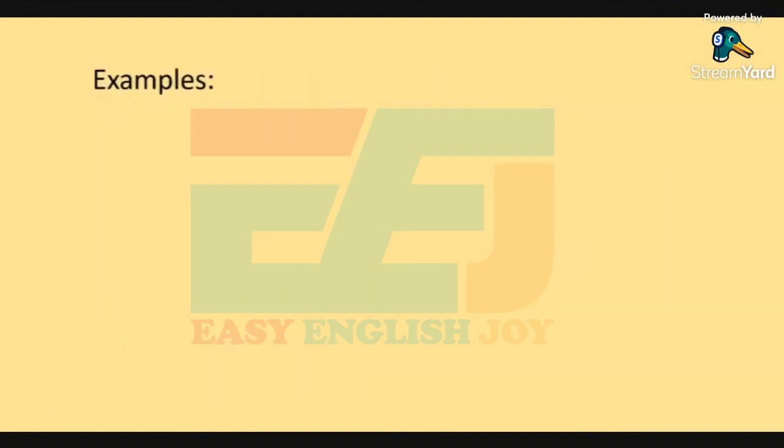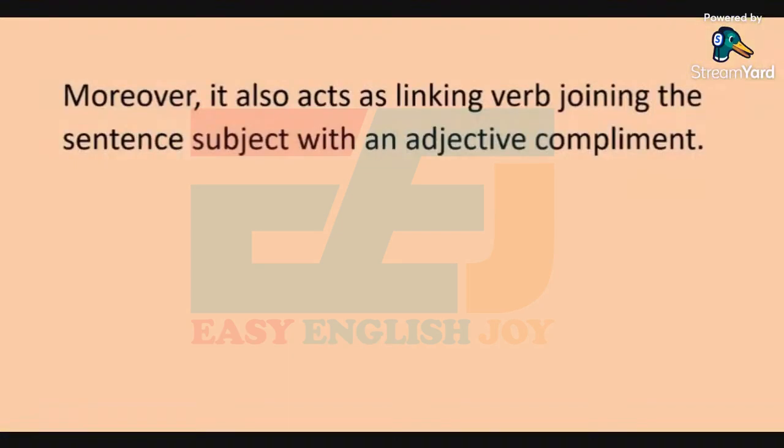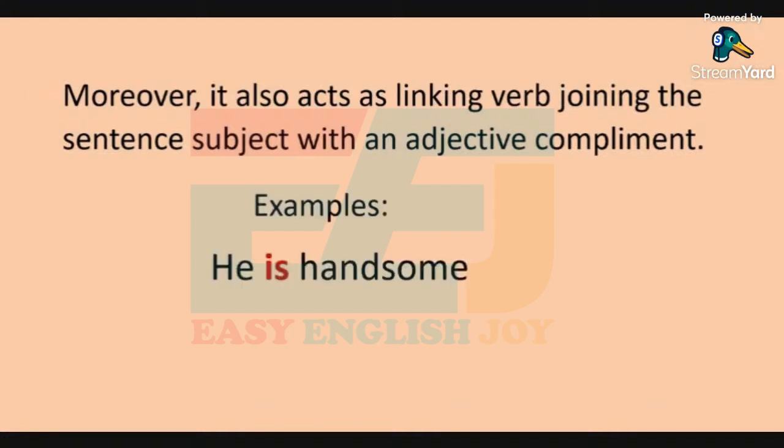Examples: I am sad. They are happy. She is a teacher. It was raining a while ago. Moreover, it also acts as a linking verb joining the sentence subject with an adjective complement. Examples: he is handsome. They were kind.